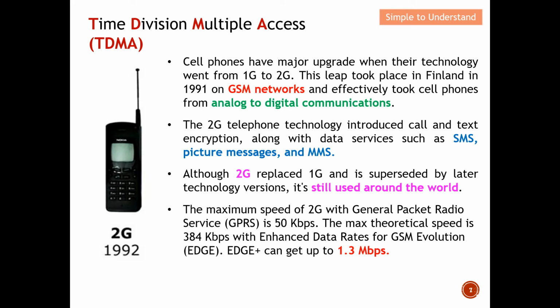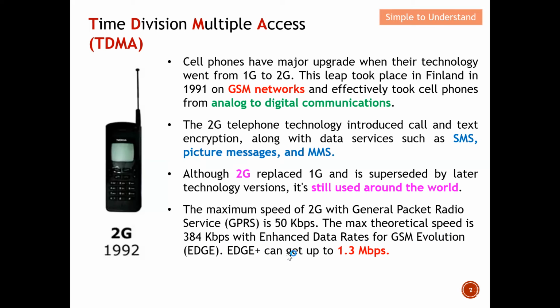The maximum speed of 2G with General Packet Radio Service, which is called GPRS, is about 50 kilobits per second. The maximum theoretical speed is 384 kilobits per second, with this enhanced data rate for GSM evolution, or we call it E or E plus.